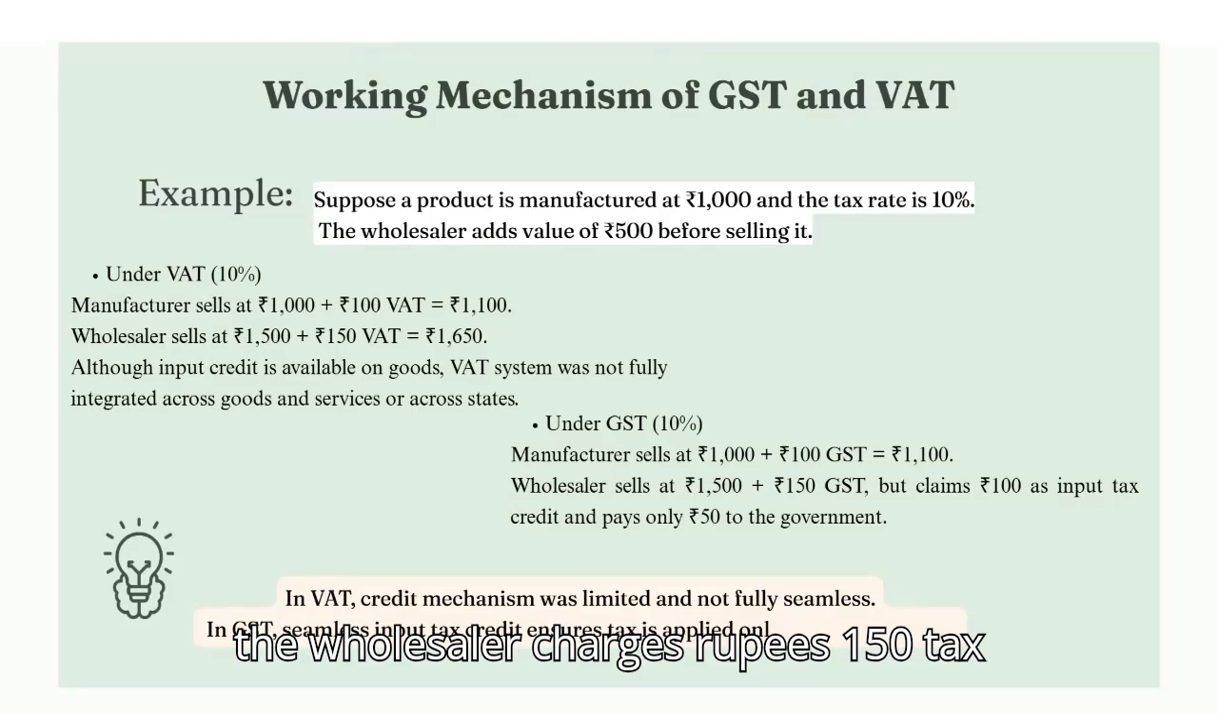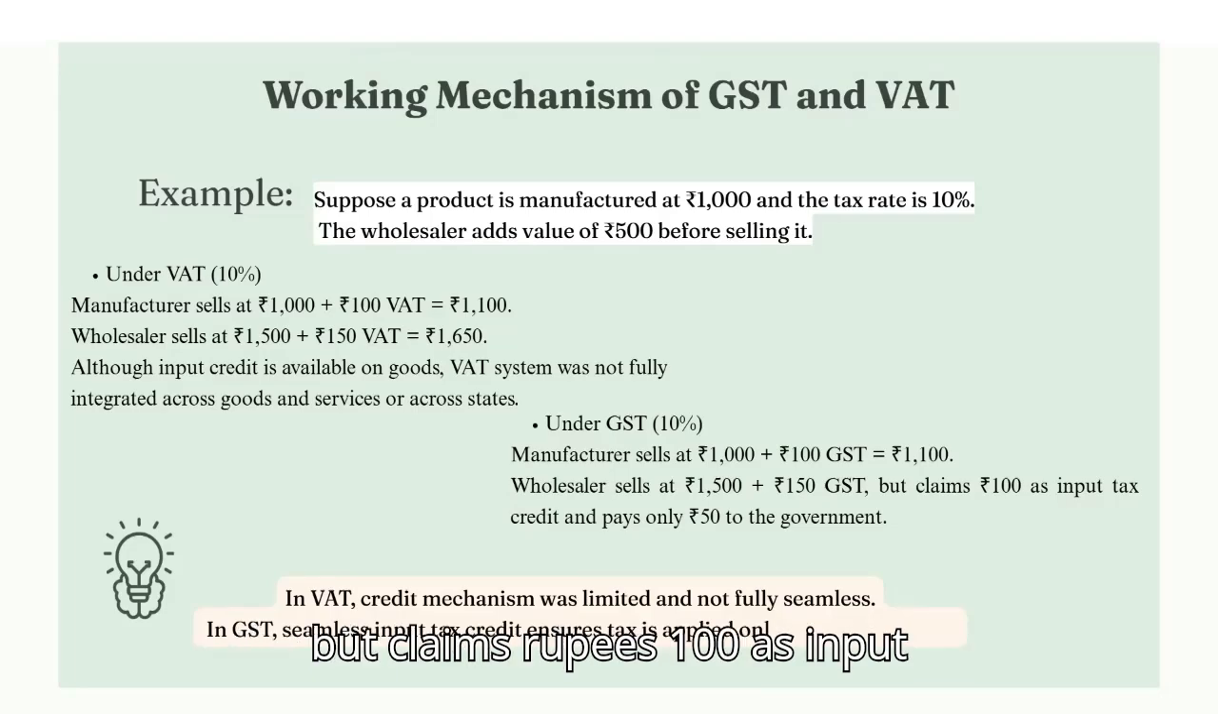Under GST, the wholesaler charges rupees 150 tax but claims rupees 100 as input tax credit and pays only rupees 50 to the government. This means GST taxes only the value added effect and removes cascading effect.